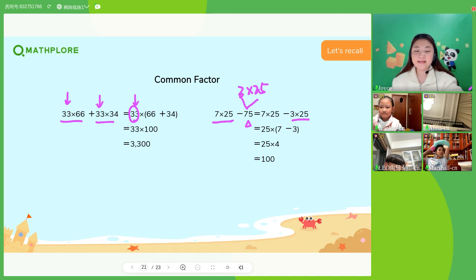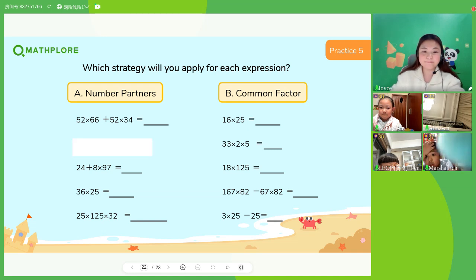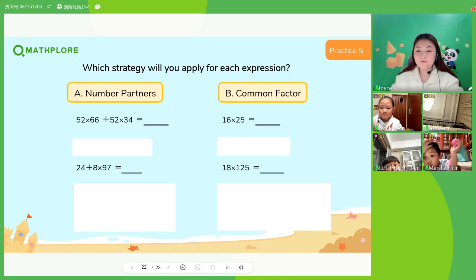Remember the 2 ways. And now, guys, it's your practice time, but we don't have to try that much. Let's see. I'm going to hide some of them, like this, and these. You only have to try 4 expressions.